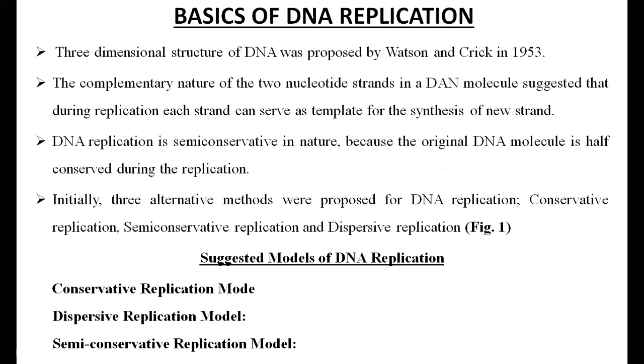If I ask you, who gave the 3D double-stranded structure of DNA? It was Watson and Crick. I guess everybody knows this. I hope even you guys know this. They were awarded the Nobel Prize for the same. Watson and Crick proposed in 1953 that a DNA double-stranded structure looks like this. If you remember, it is like this.